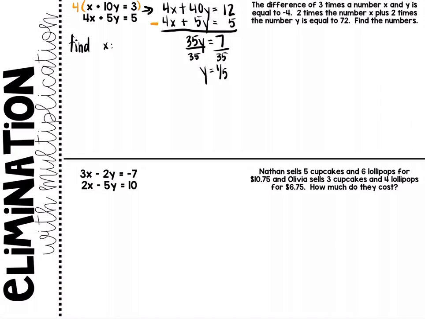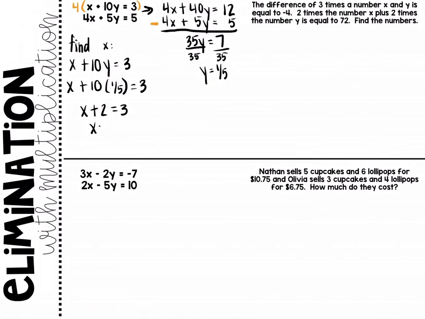So I'm going to use the original equation, x plus 10y equals 3. Now I'm going to plug in 1/5 for y, so x plus 10 times 1/5 equals 3. 10 times 1/5 is 2, and x plus 2 equals 3, so you're going to subtract 2, so x equals 1. So my solution is (1, 1/5).